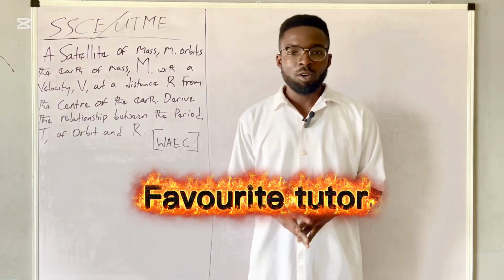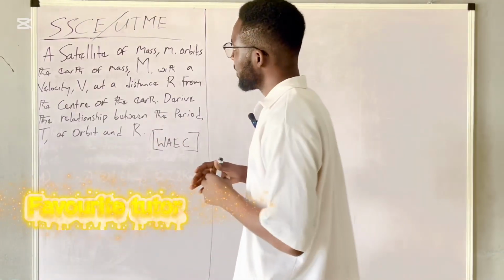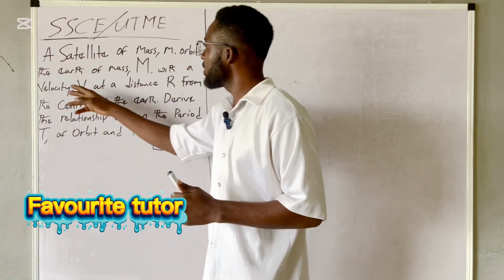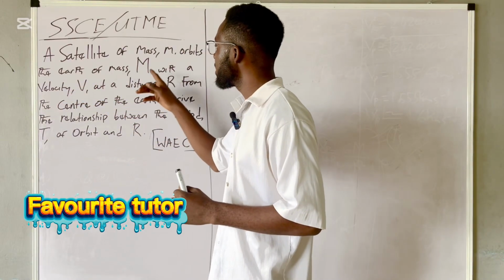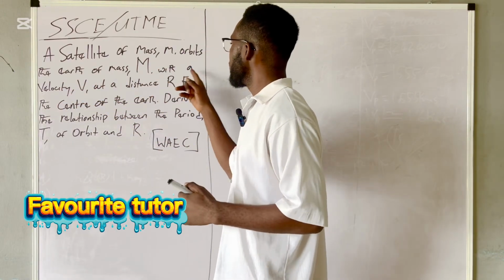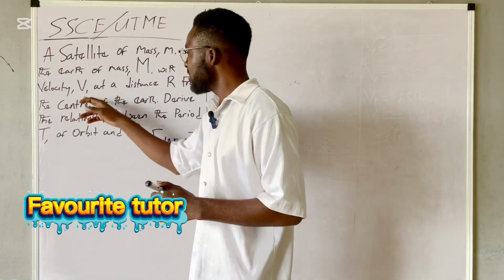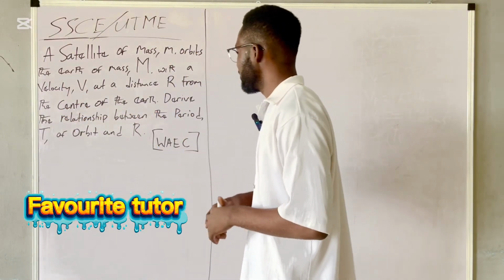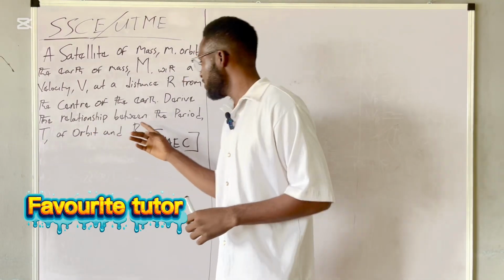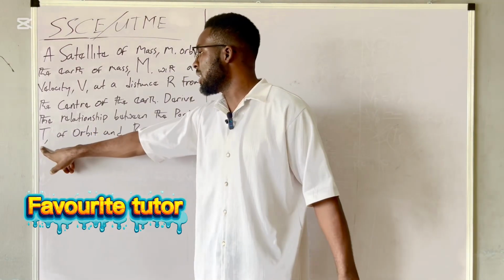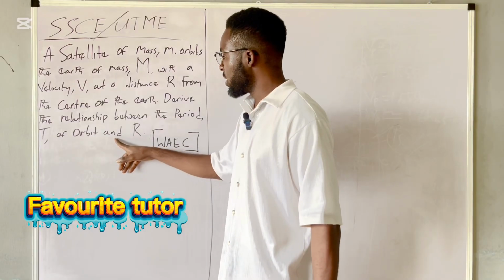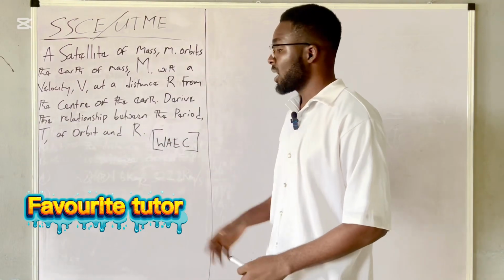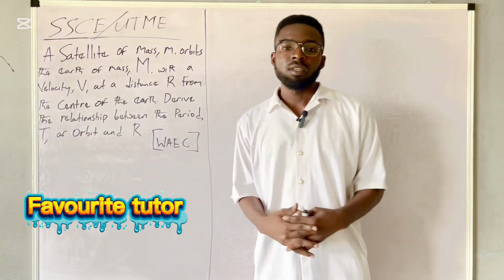Okay, still on gravitational field. The question on the board: A satellite of mass m orbits the Earth of mass M with a velocity v at a distance r from the center of the Earth. Derive the relationship between the period T of the orbit and R. Now this is a past question.